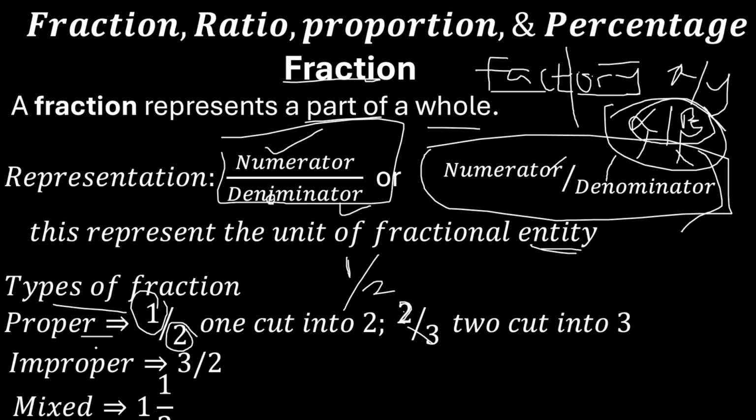We have also improper fraction, where the number in the numerator is greater than the number in the denominator. We have also mixed fraction, which is what we use to convert an improper fraction to a proper fraction. Are you getting me now? So you are going to have a whole number like that and a particular fraction multiplied by it.